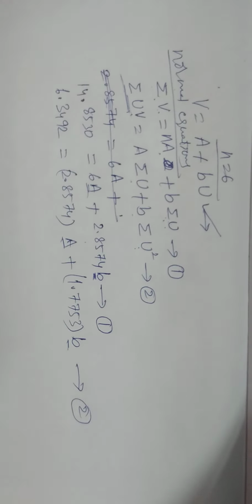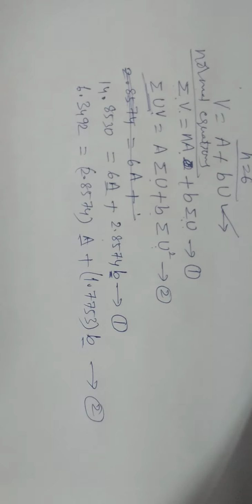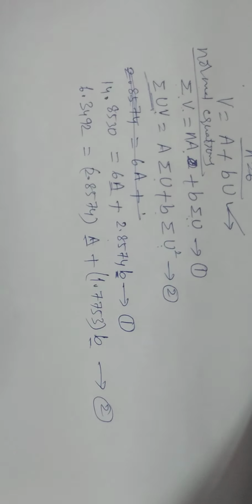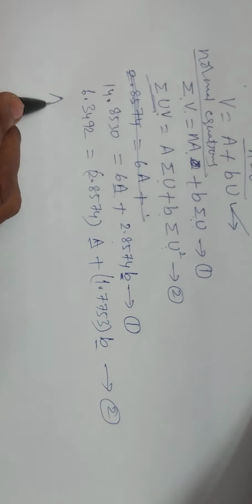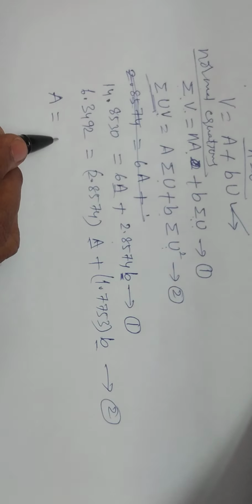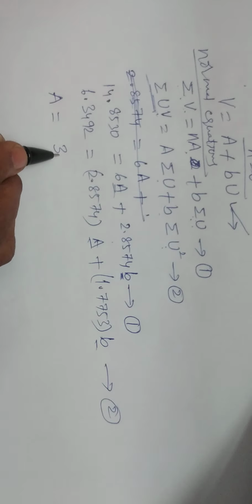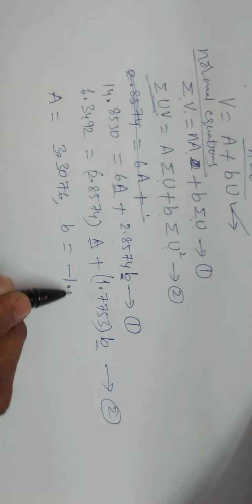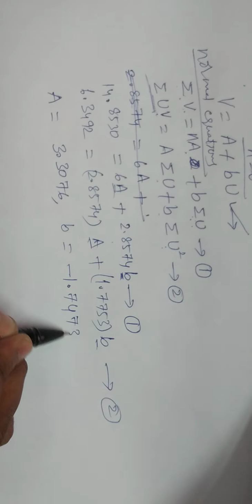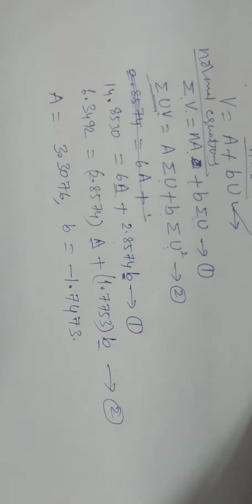With this, if you solve these normal equations, use the calculator; there is one option in the calculator to solve two equations. So solve by using the calculator, and you will get the value of A. By solving this, capital A is equal to 3.3076 and small b is equal to minus 1.7473. These are the values, but it is required to calculate small a.